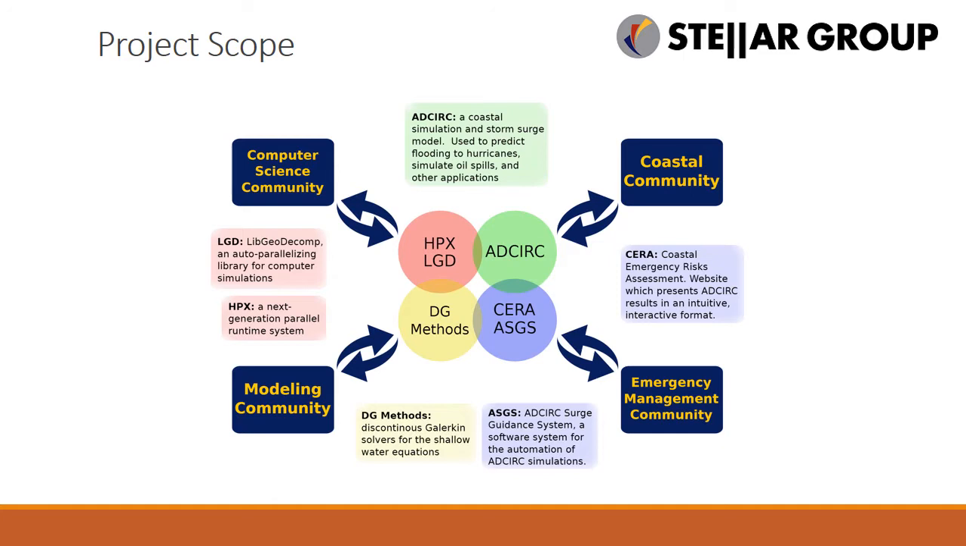We also are going to do research into what I have perhaps unfairly lumped together and just called DG methods. Essentially, a lot of research into advanced solvers that I know nothing about. And then the other component of the STORM project is going to be to continue this tightly coupled integration of two other different software products, ASGS, which of course Jason develops, and then CIRA, which is the Coastal Emergency Risks Assessment website, which is for delivering ADCIRC results into the hands of decision makers and emergency managers. I'm almost exclusively going to be talking about the development of the ADCIRC HPX LGD hybrid code.